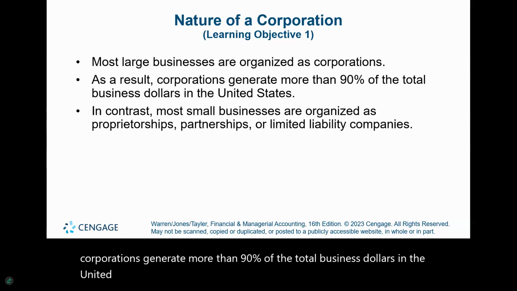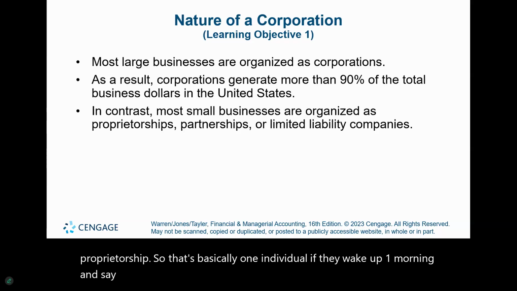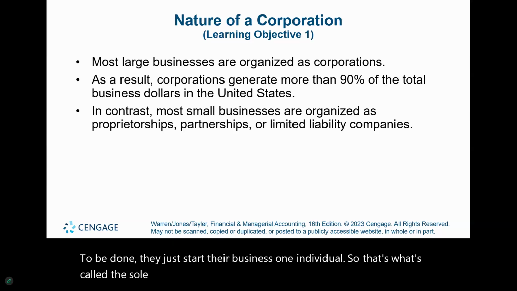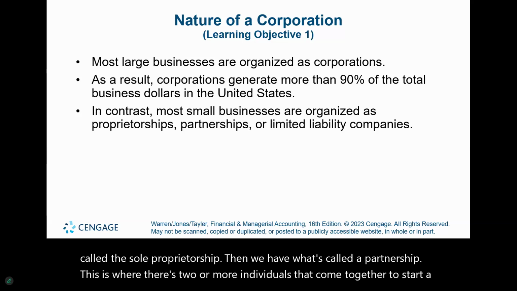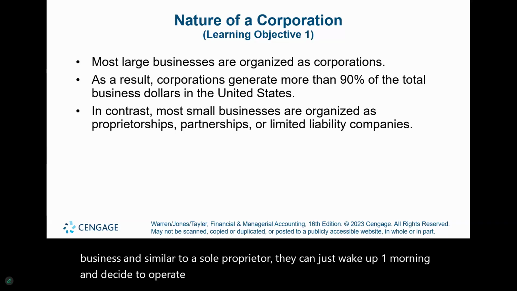In contrast, most small businesses are organized as a proprietorship. That's basically one individual. If they wake up one morning and say, hey, I want to start a business, there's nothing formal that needs to be done. They just start their business. One individual, that's what's called a sole proprietorship. Then we have what's called a partnership. This is where 2 or more individuals come together to start a business. Similar to a sole proprietor, they can just wake up one morning and decide to operate the business. There's nothing formal that needs to be filed with the state.